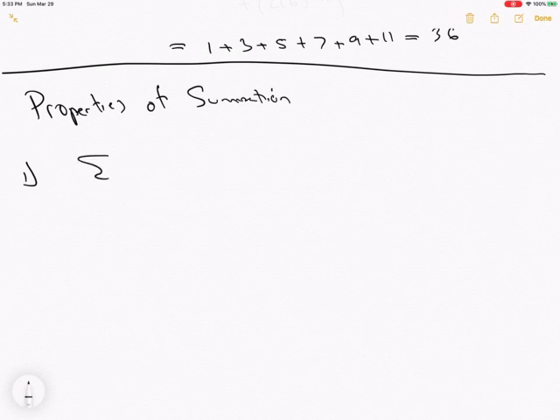The summation of k going from 1 to n of some constant, where c is just some constant, is equal to c times n.